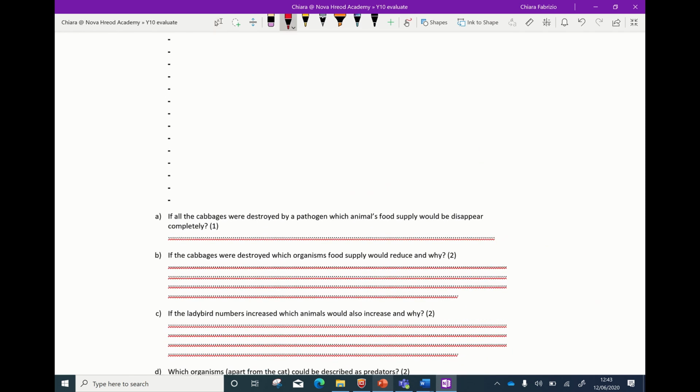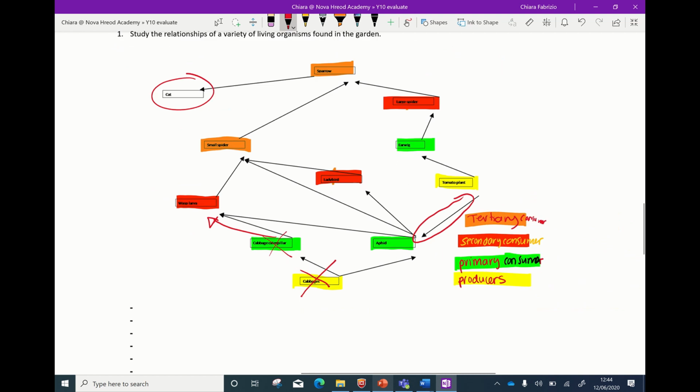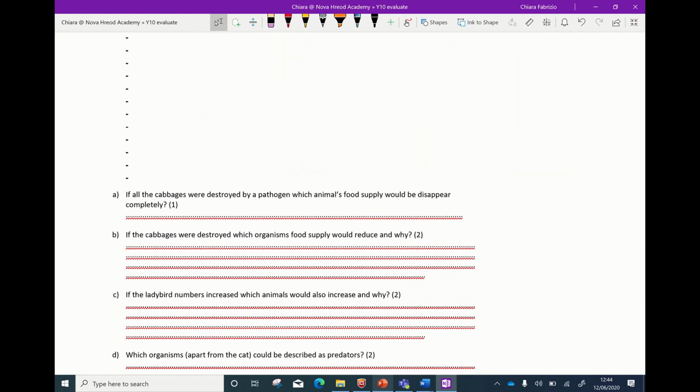Question 1B is now asking, if the cabbages were destroyed, which organism's food supply would reduce and why? So which organism's food supply will reduce? So I'm going to have a look at which animal or organism is feeding off of the cabbage caterpillar, and I can see that it's the wasp larva, but the wasp larva also feeds on the aphid. But since it's not going to have the cabbage caterpillar, the food supply might reduce. So have a go at the rest of the questions now.